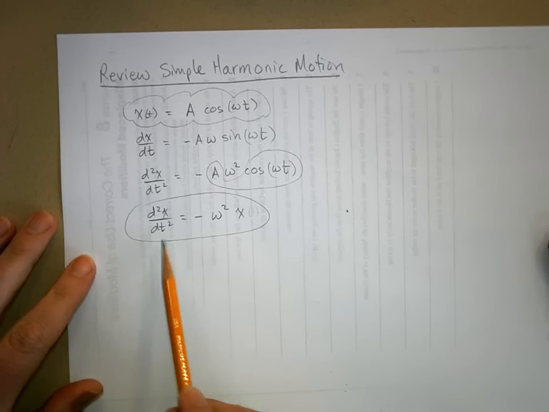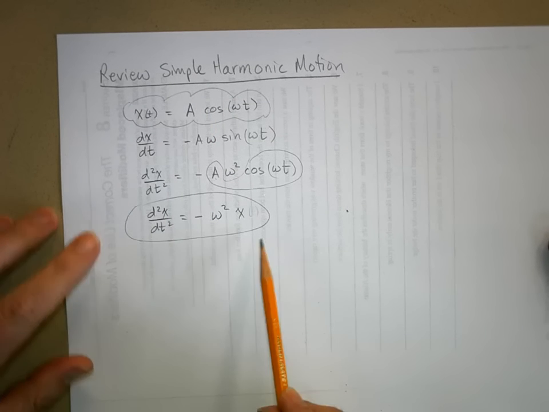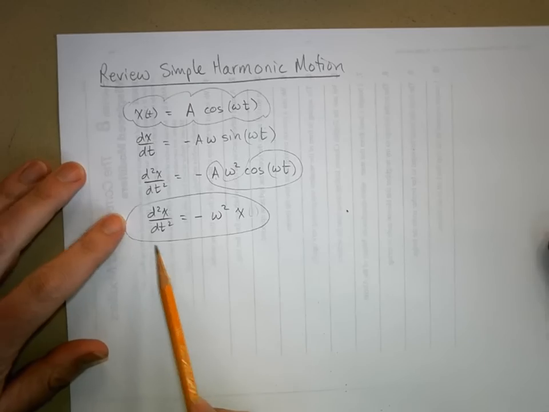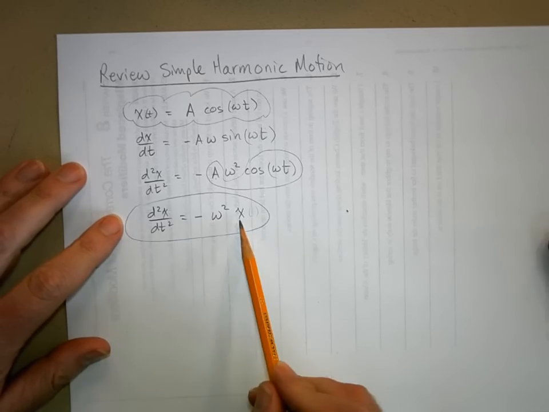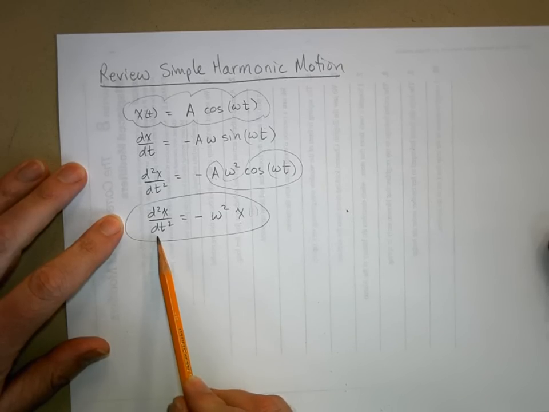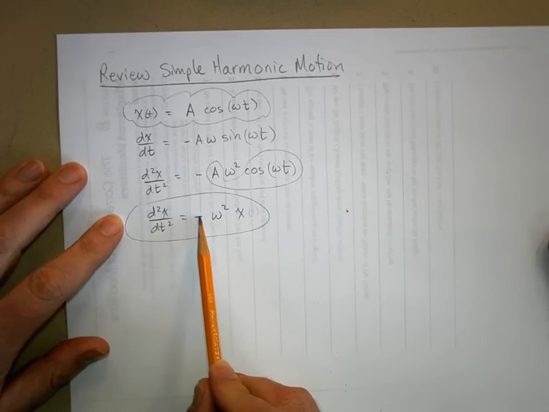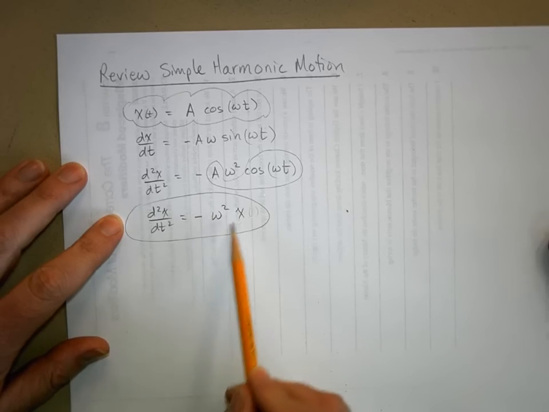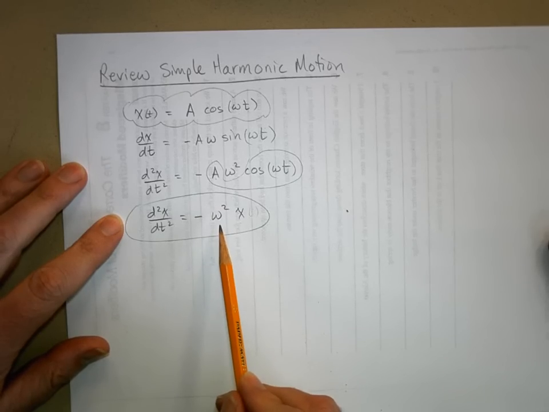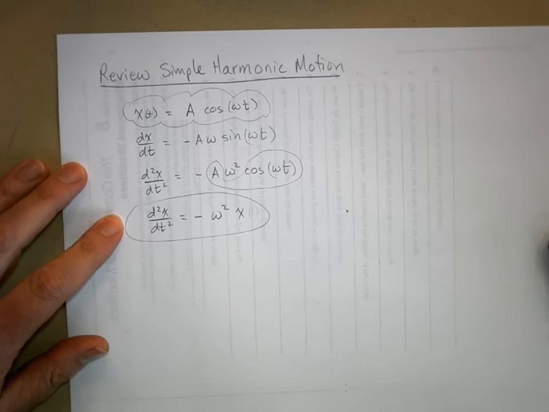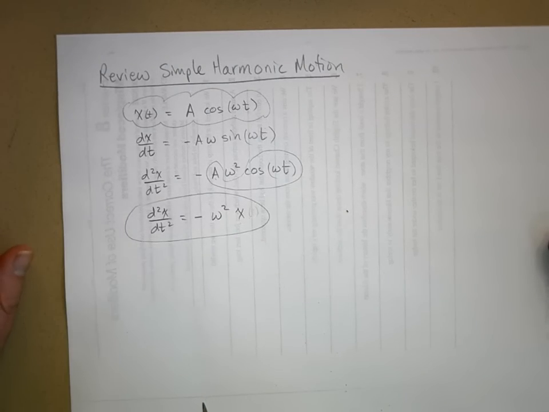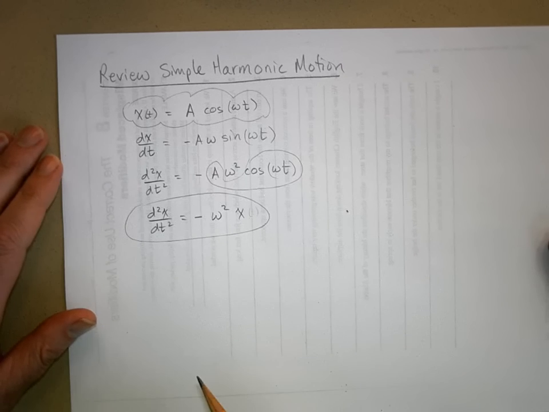So if I look at this, I've got some function, and that function is equal to its second derivative, or its second derivative is equal to that function, but we got a minus sign out front, and we've got some constant out front. Well, the solution to that is a cosine wave. Or, you can do the same thing with a sine wave, right?